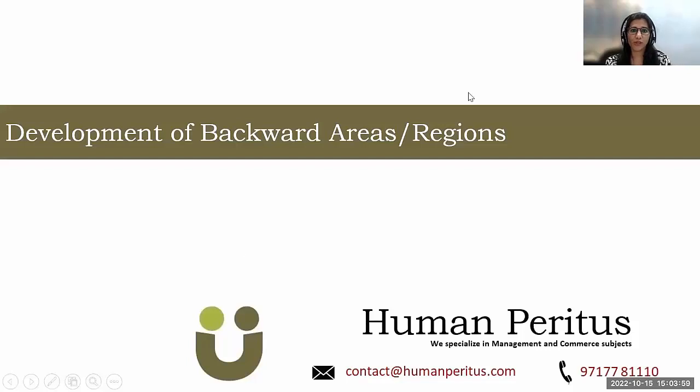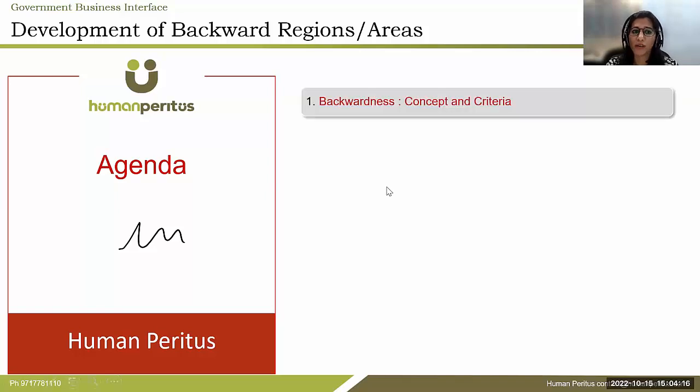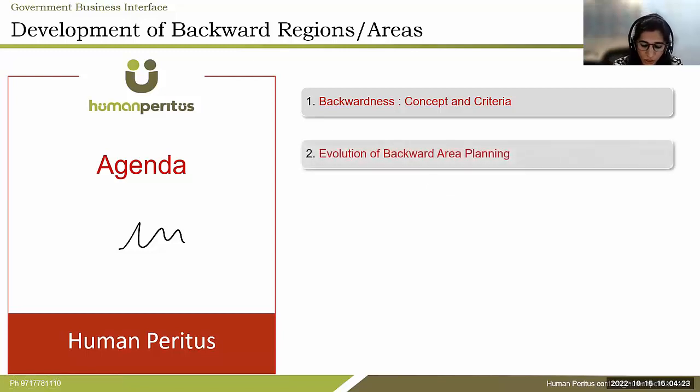So today we will be talking about development of backward regions and areas, which is the topic of your government business interface. This is what is going to be today's agenda for the class. Number one, we will talk about backwardness, its concept and its criteria. Number two, we will talk about the evolution of backward area planning.